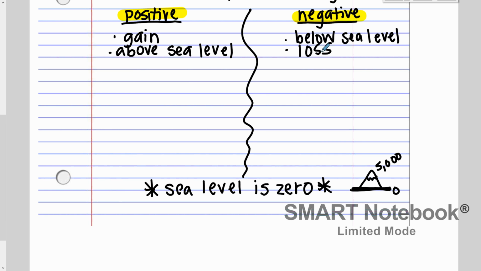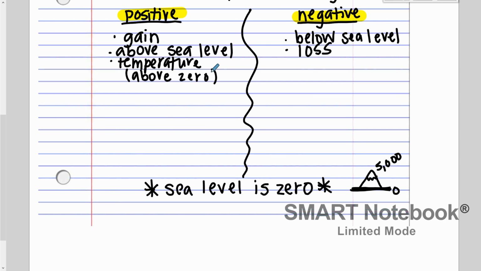Temperature. So let's talk about temperature. Temperature that's above 0 degrees would be a positive number, right? So temperature above 0, that's a positive number. If it's 5 degrees out, it's still above 0. It's still a positive number.